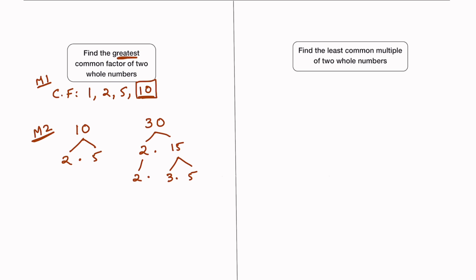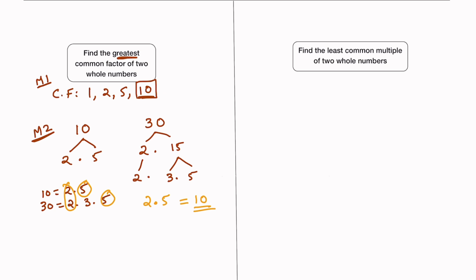What do we do next? We write here 10 equals 2 times 5 and we write 30 equals 2 times 3 times 5. Now let's find the common factors. 2 is common, 5 is common. So we say 2 times 5, which is equal to 10. So that's your answer. So we circled the common factors and we multiplied them.